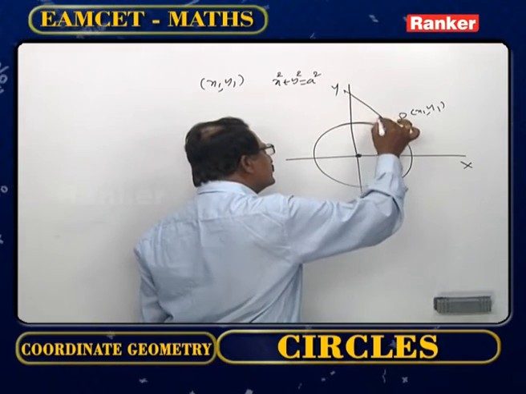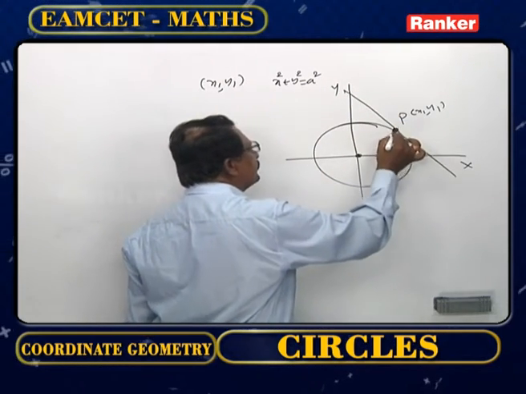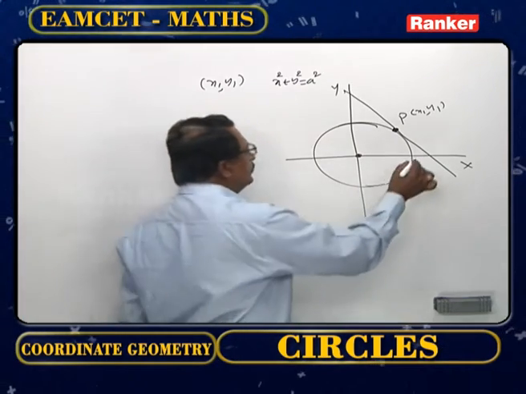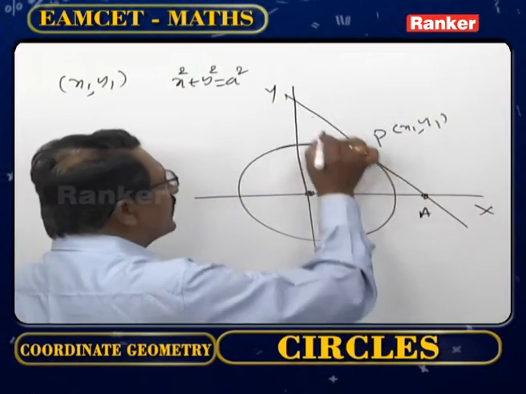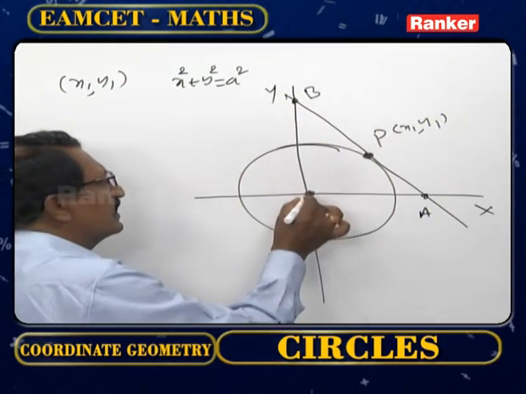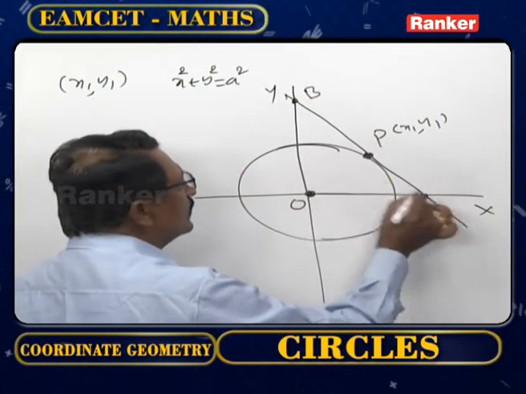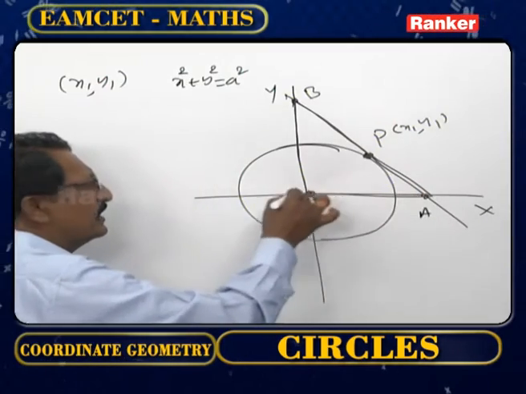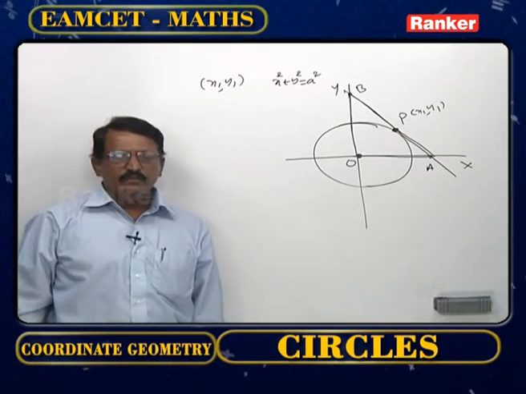Suppose a tangent is drawn to the circle at the point P. It meets the x axis at A and the y axis at B. Now the required area is the area of the triangle OAB.